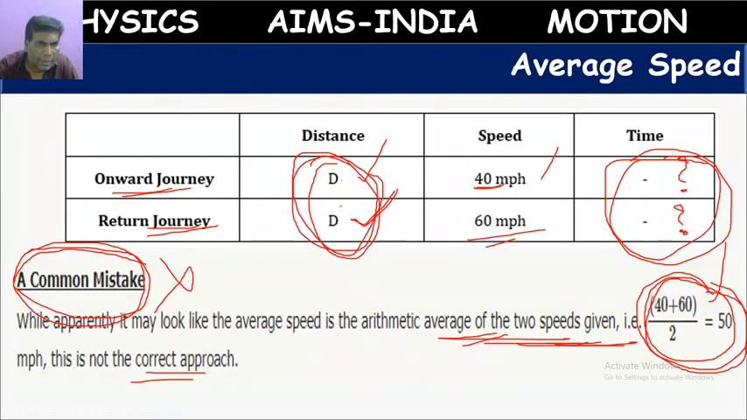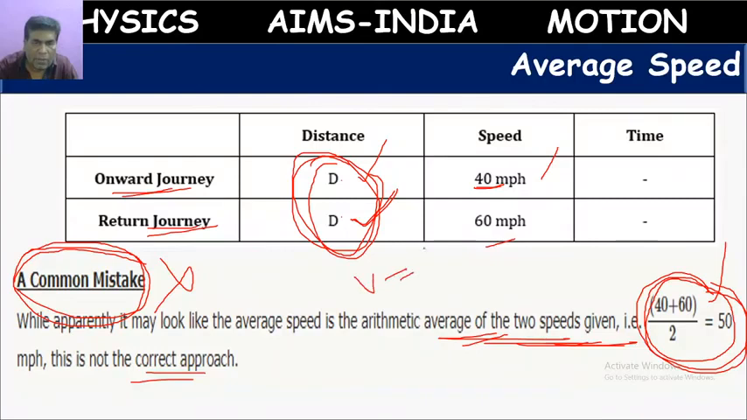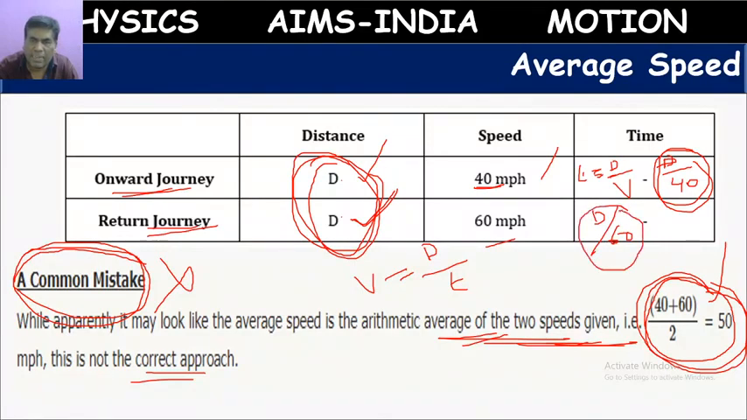What is the total distance? d plus d, 2d. What is the total time? We have to find it. How to calculate time here? What is the formula of time? We know that velocity equals distance by time. So time equals distance by velocity. Here the distance is d and the velocity is 40. So d by 40 is the first time. Like this, during the return journey, d by 60 is the second time.